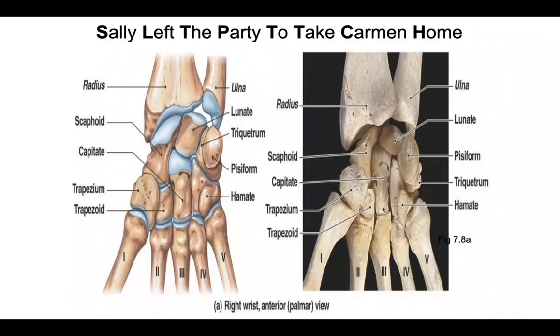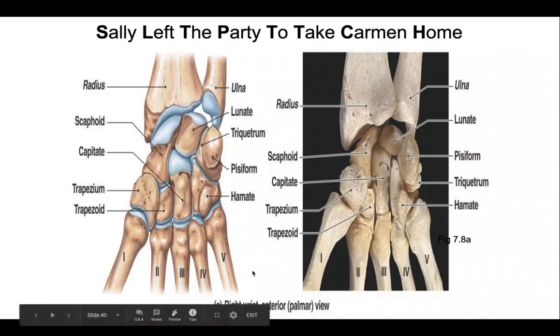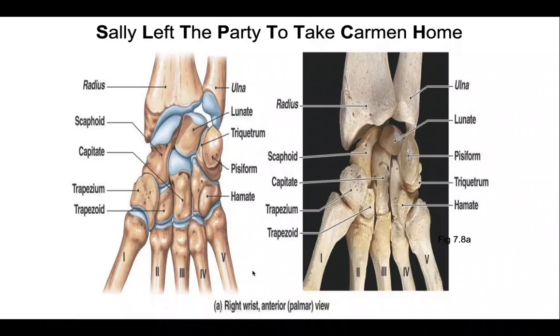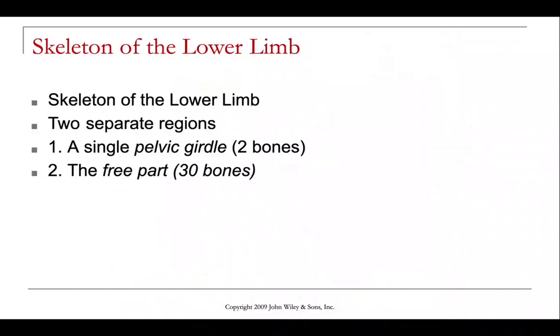So again, seeing some more pictures. So there are some mnemonics out there. Sally left the party to take Carmen home. There are several different mnemonics out there to help you remember the bones of the wrist. Pick which one works for you.